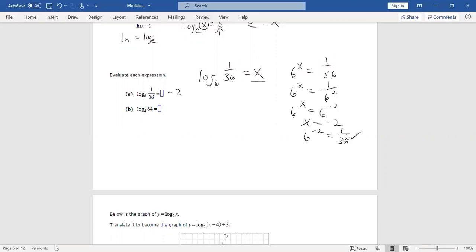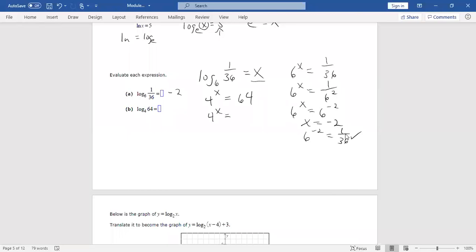Okay, let's try it with the second one. Here we have log base 4 of 64. Again, what are we looking for? We're looking for 4 raised to some power. And remember, what we're looking for is the power that would give us 64. So what we're going to try to do in this case is rewrite 64 as 4 raised to some power.